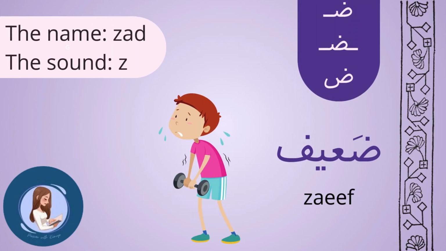The name Zod, the sound Z. Yes, another Z here we have. And pay attention, this letter is only different from the last one with one dot. Okay? So the dots are important. They're not just for decorations. Okay? They will change the meaning and the sound, everything. And this word we have zaif. Zaif. It means weak.